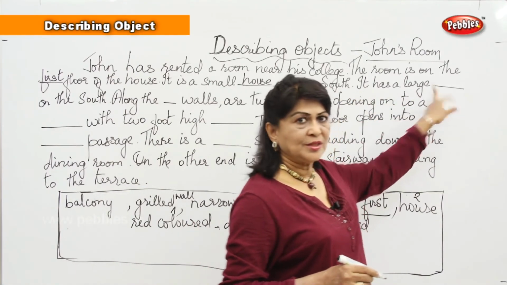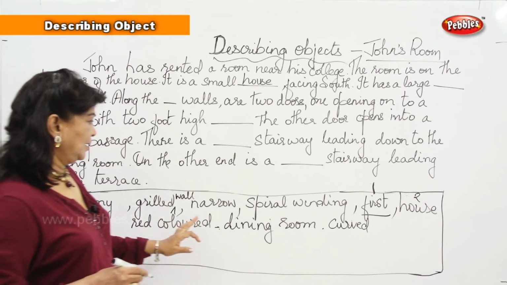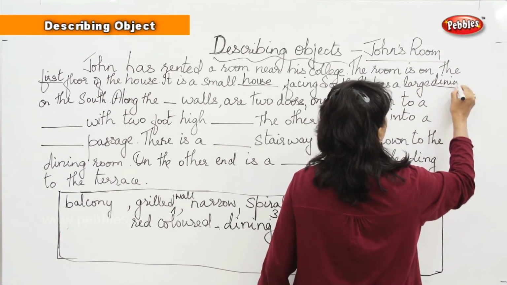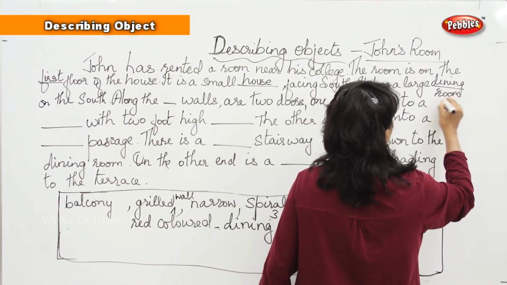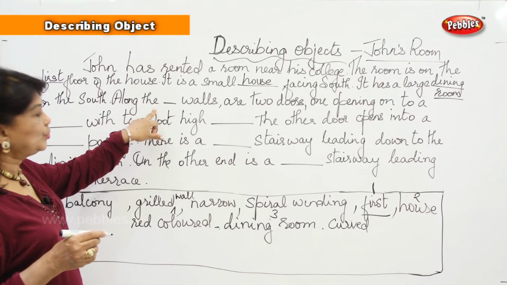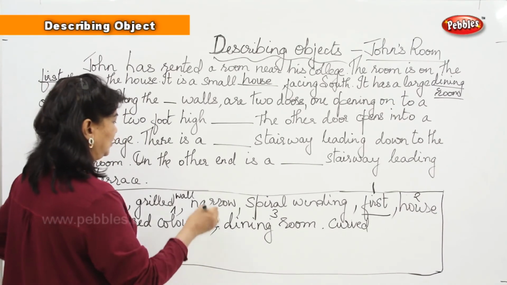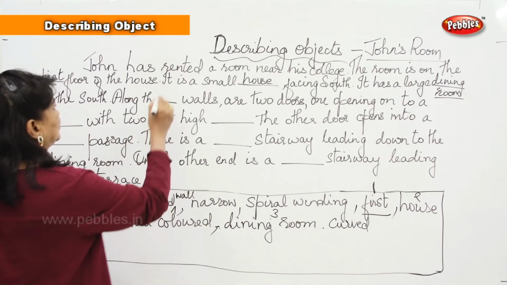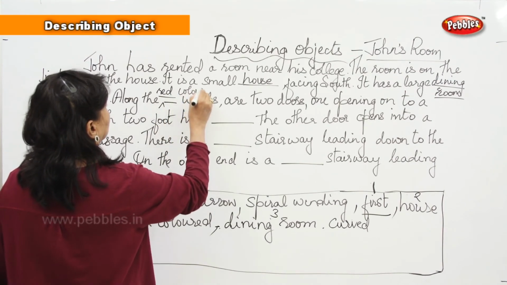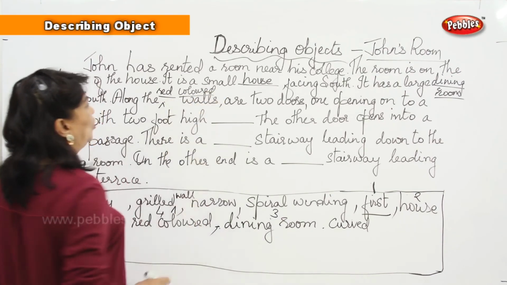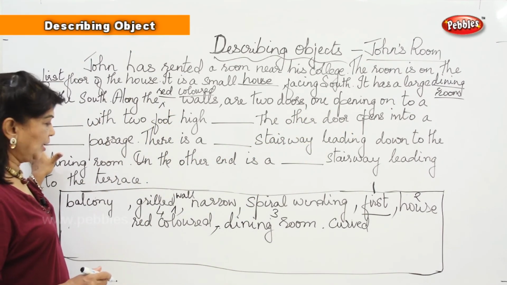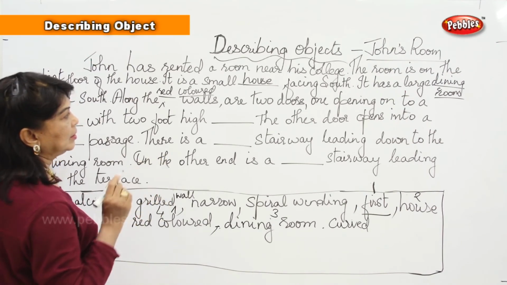Okay, next one. It has a large, what can we say, large dining room. Dining room on the south. Along the red colored walls are two doors. So this will be 4. Along the red colored walls are two doors, one opening onto a dash with two foot high grilled wall.